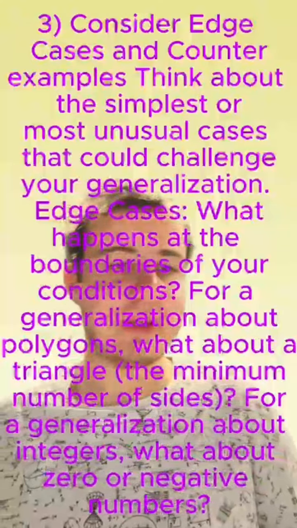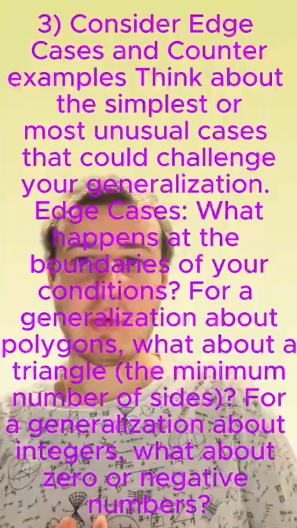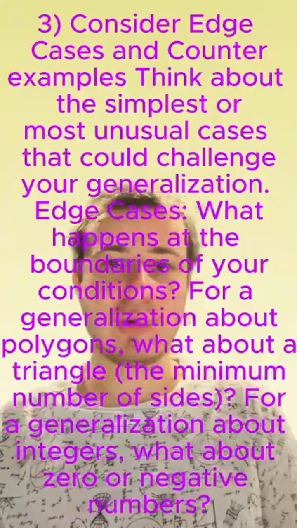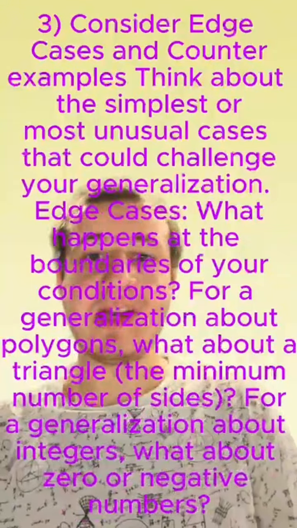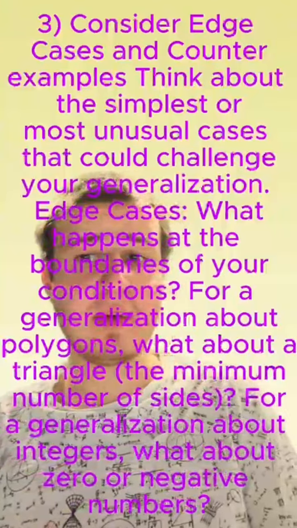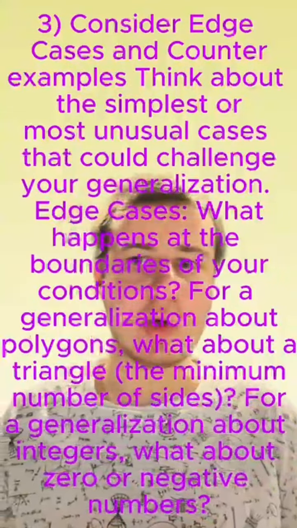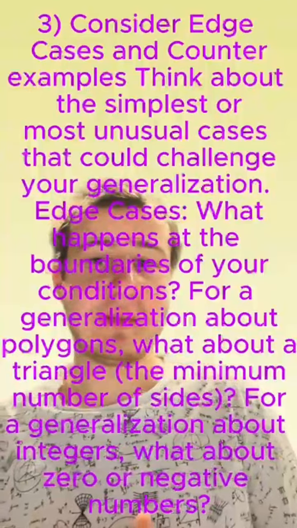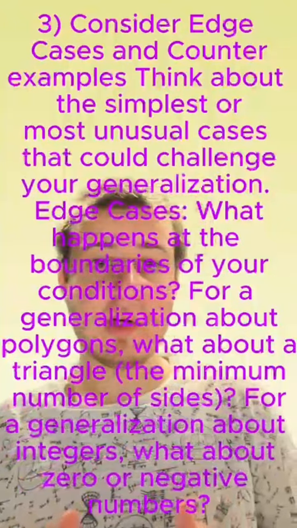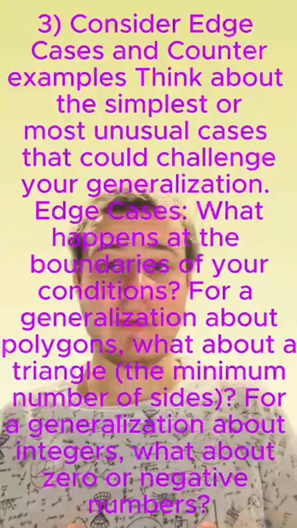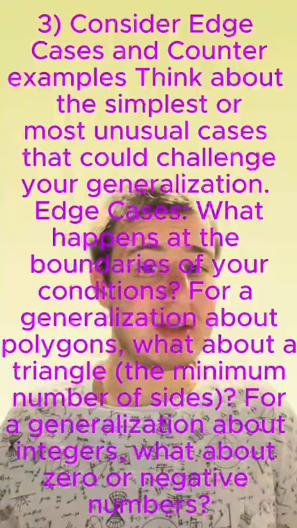Part 2. 3. Consider edge cases and counterexamples. Think about the simplest or most unusual cases that could challenge your generalization. Edge cases: what happens at the boundaries of your conditions. For a generalization about polygons, what about a triangle, the minimum number of sides? For a generalization about integers, what about zero or negative numbers?